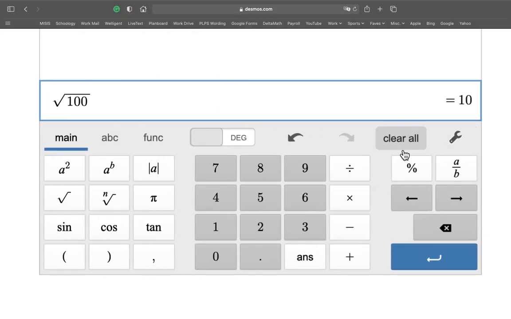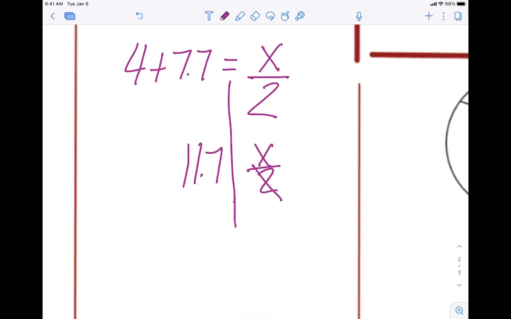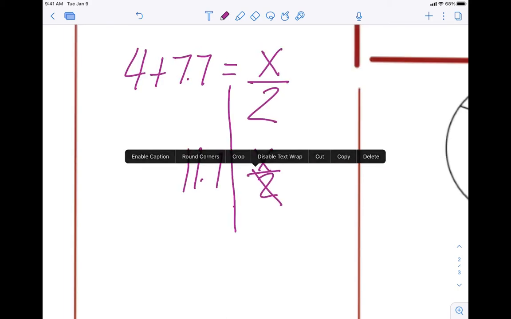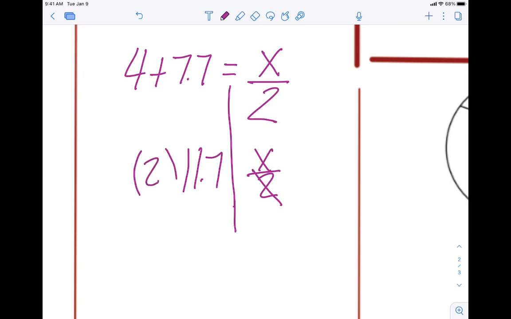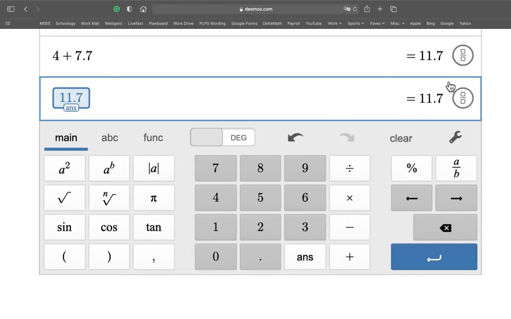Let's make sure that I got it right here. 4 plus 7.7 is 11.7. All right. 11.7, and I still have x divided by 2 left here. The opposite of dividing by 2 is multiplying by 2. So 2 times 11.7, so let us hit enter. The answer, which is 11.7 times 2, is 23.4.